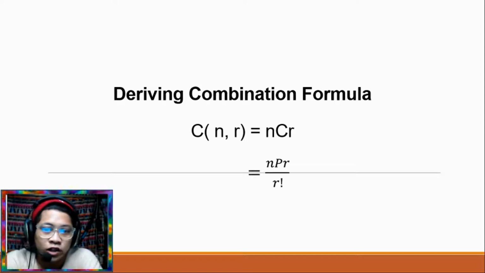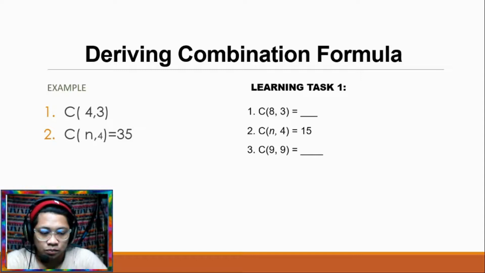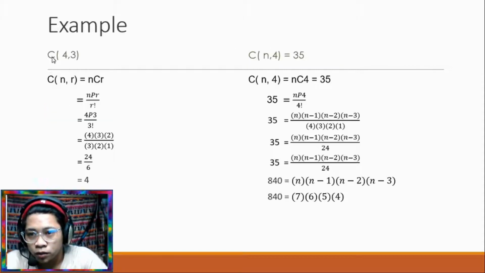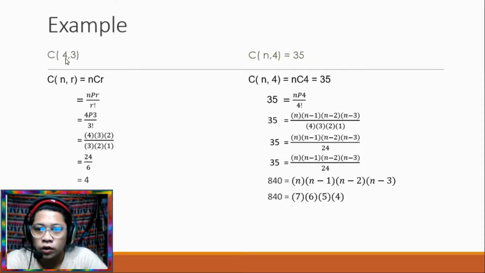Okay, para naman sa learning task number 1, so although we have the formula na for the combination, we can also compute the combination using the permutation formula. Simulan natin. Dito sa ating example number 1, the combination of 4 taken 3 at a time. So, ang n natin is 4, then yung ating r is 3.